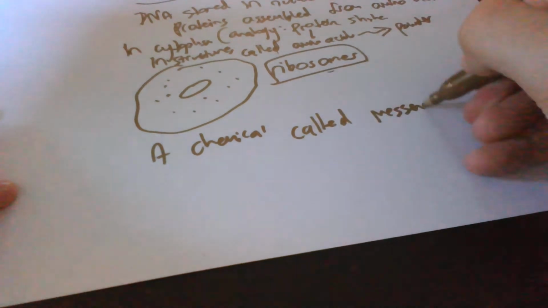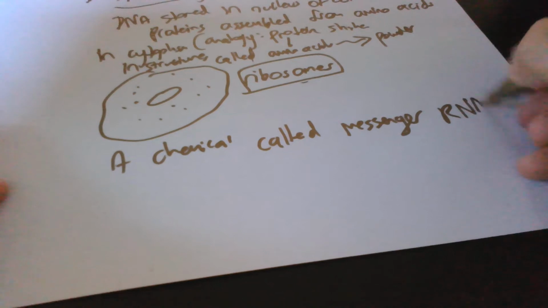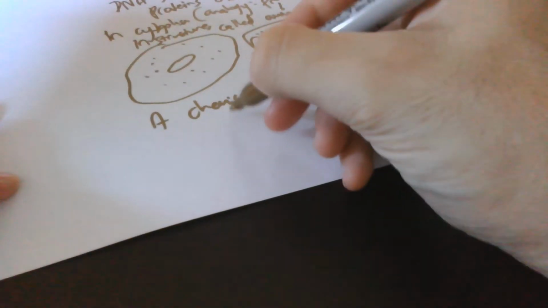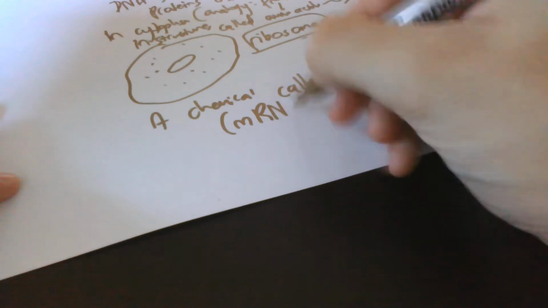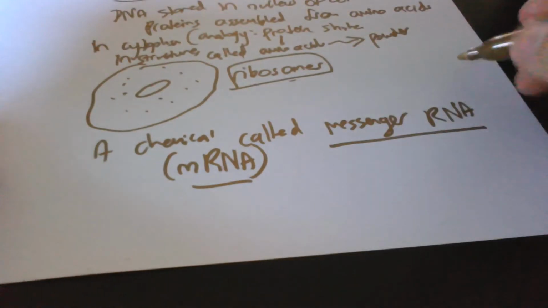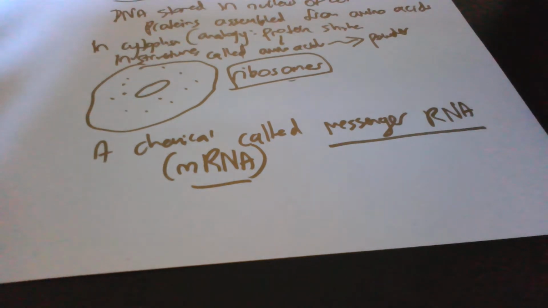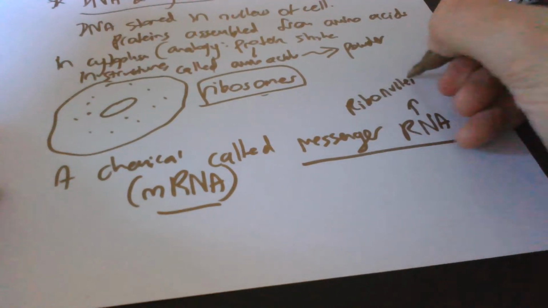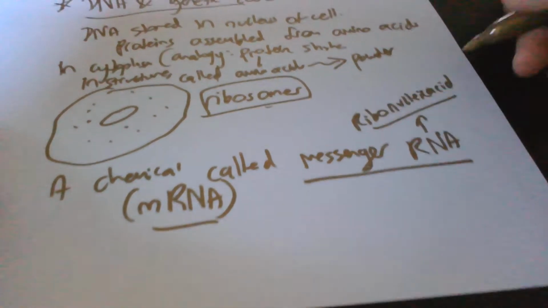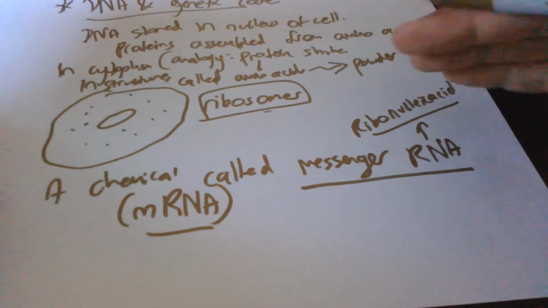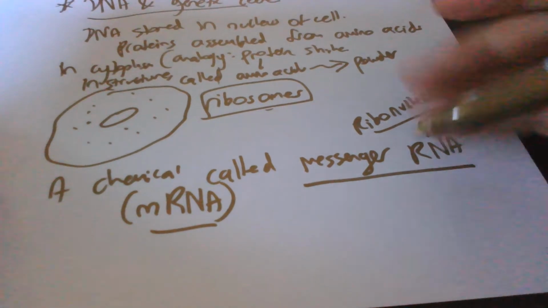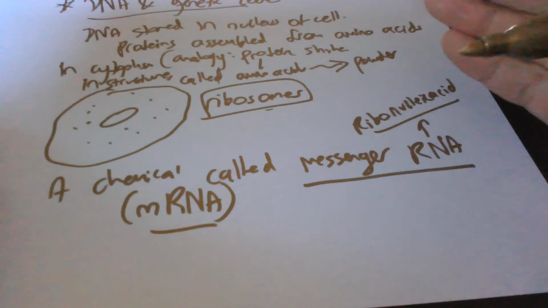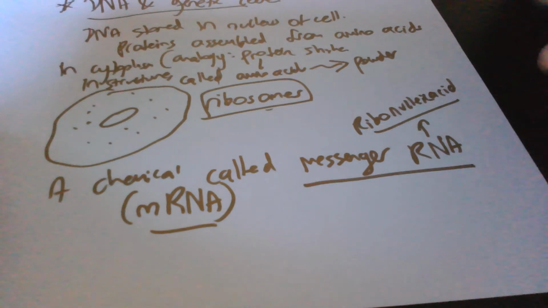Now there's a chemical called messenger RNA. You've got to know this. Messenger RNA: small m, capital R, capital N, capital A for short. RNA stands for ribonucleic acid. It sounds almost similar to deoxyribonucleic acid, but it's just shorter. Remember, the ox rides on nucleic acid. That's a way to memorize the word deoxyribonucleic acid.